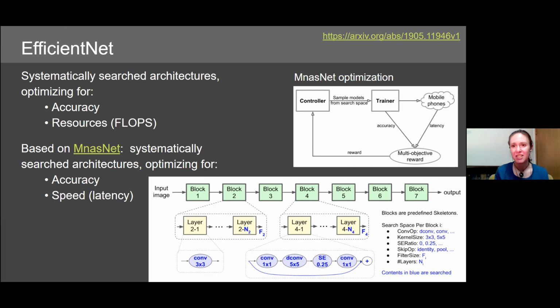Yeah, that's a good question. I'm not sure about that, because EfficientNet and MnasNet both seem to have 7 blocks. So either there was a reason for that, or that's what the controller came up with. I forgot to read that part of the paper, I think was the problem there.